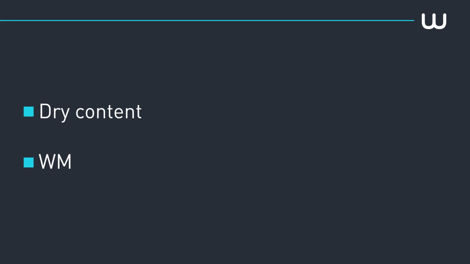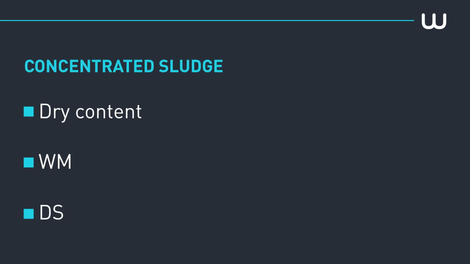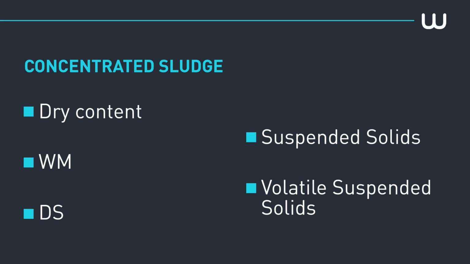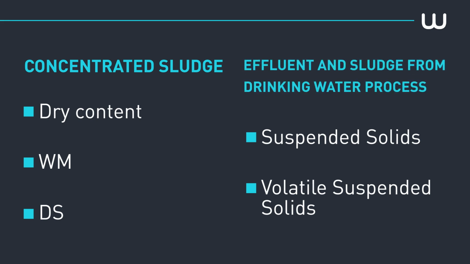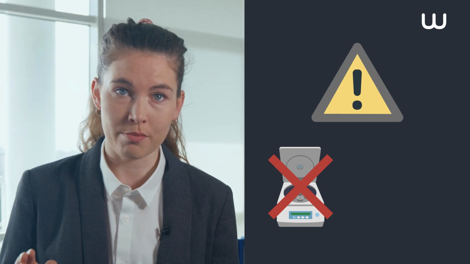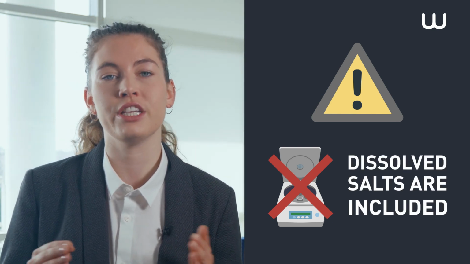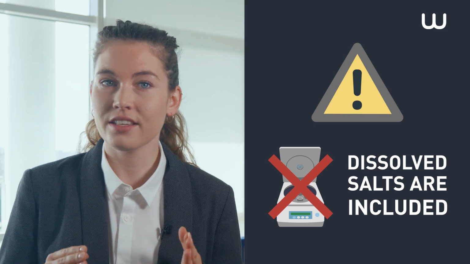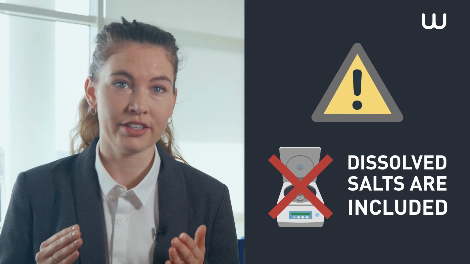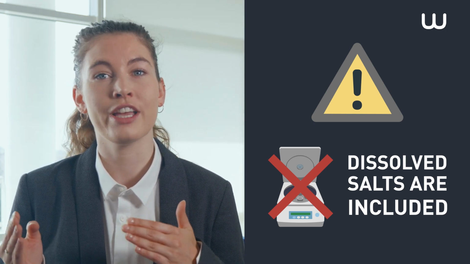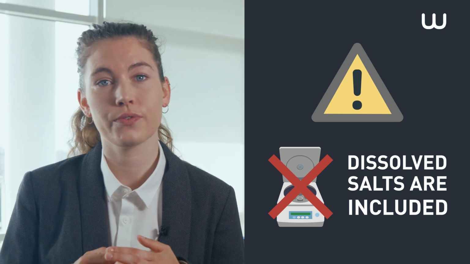For your information, the notions of SS, VSS are generally used for effluent to be treated and sludge from a drinking water treatment process. Warning: if the samples were put straight into an oven without being centrifuged before, which is recommended for sludge, dissolved salts are included in the calculation. However, these are often negligible in comparison to mass of matter inherent to sludge.